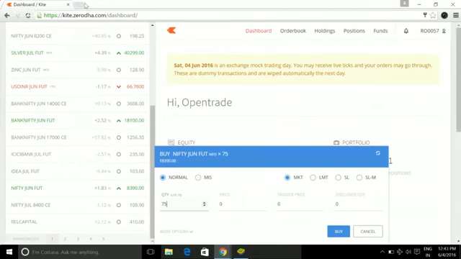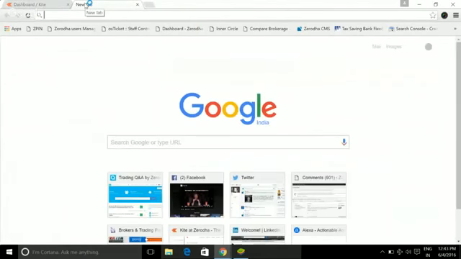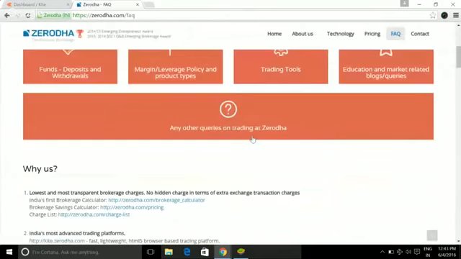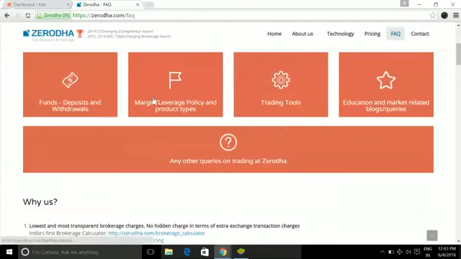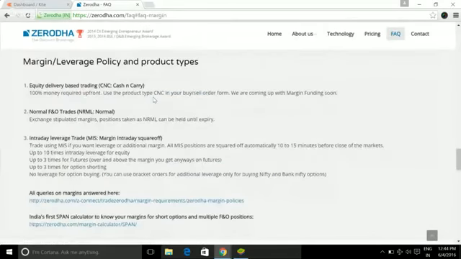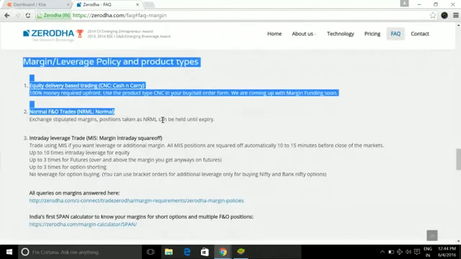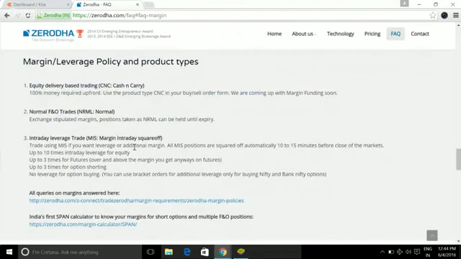What we have done is, if you go to zerodha.com/FAQ, we have a section called margin leverage policy, where we have explained all of this, everything you need to know. If you use MIS as a product type, the compulsion is that you can trade only during the day, but you get more leverage. So with 10,000 rupees, you can buy stocks for up to 20,000 rupees.